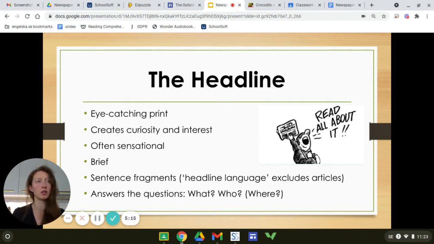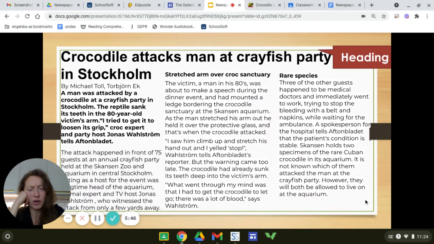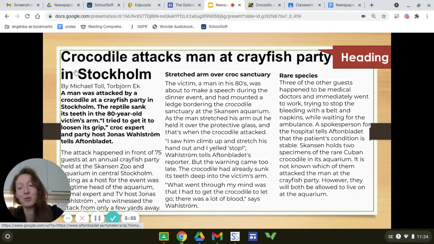So, teacher goes crazy in education scandal. You would never talk like that, but that's a potentially good headline. You would never say, teacher goes crazy. No, it'd be like, a teacher went crazy in an education scandal. I just took out the articles. The headline always answers what and who, so it draws people in. Sometimes it answers where. All right, so here's an example from Aftonbladet. Crocodile attacks man at crayfish party in Stockholm. So you see how, and this is a real story.